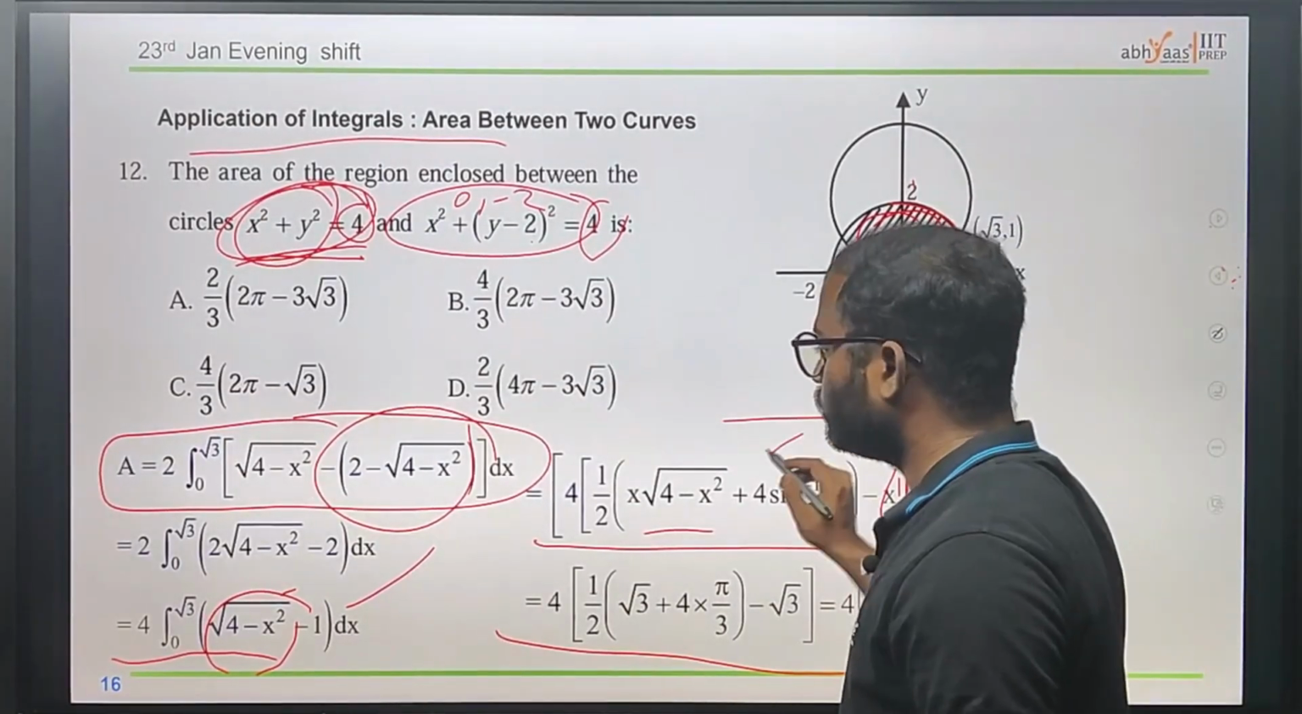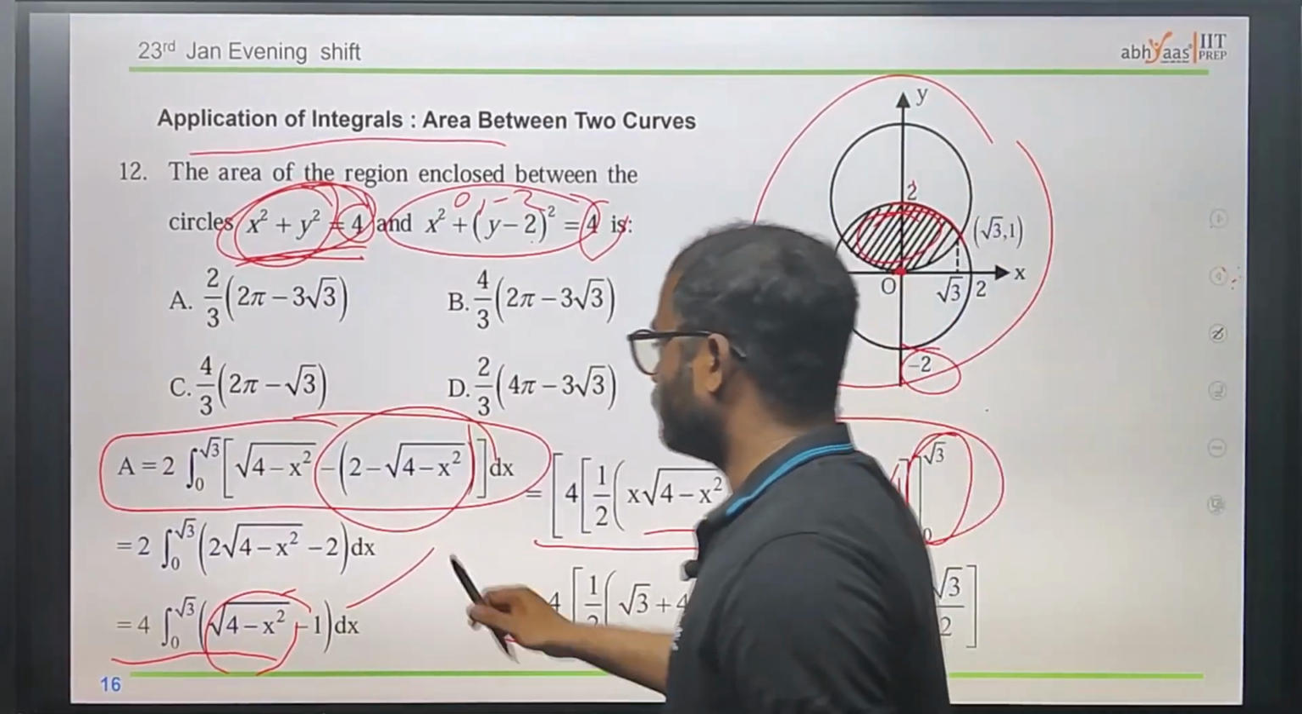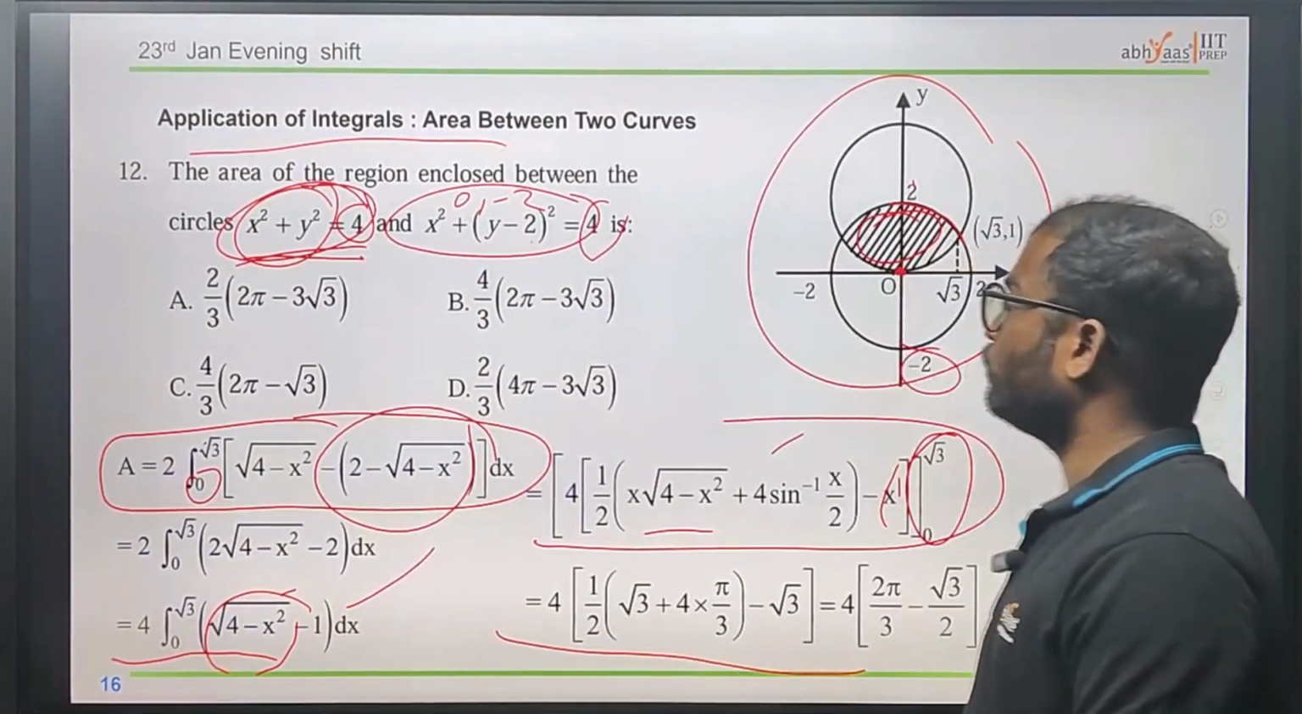This is easy for you. You just need to find the region, and find the limits of this thing. It is 0 to root 3. I hope you understood.